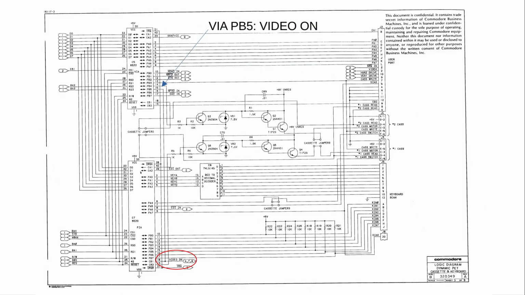So how did Commodore prevent the snow? Let's have a look at the schematics. You see here the I/O section of the dynamic pad. You have that video on signal that's coming in here, and this video on signal is connected to this I/O pin here, port B5 on the VIA chip.